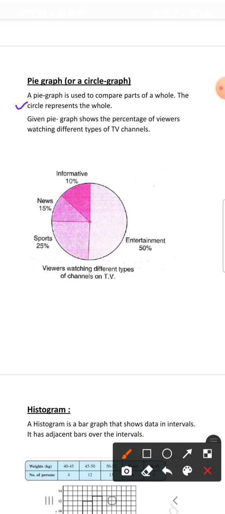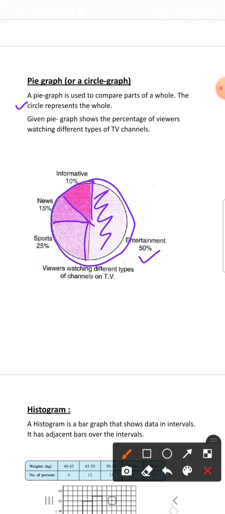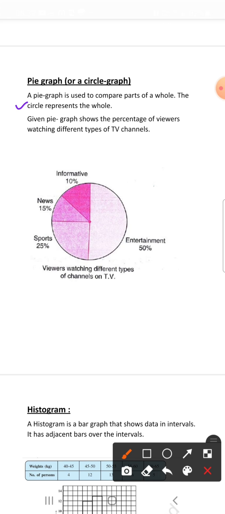The given pie graph shows the percentage of viewers watching different types of TV channels. So this was the number of viewers, and out of this 25% like to watch sports, 15% news, 10% informative shows, and the rest, 50%, like to watch shows related to entertainment. So this shows the parts of a whole, or we can say this is directly the pie graph or pie chart or circle graph.